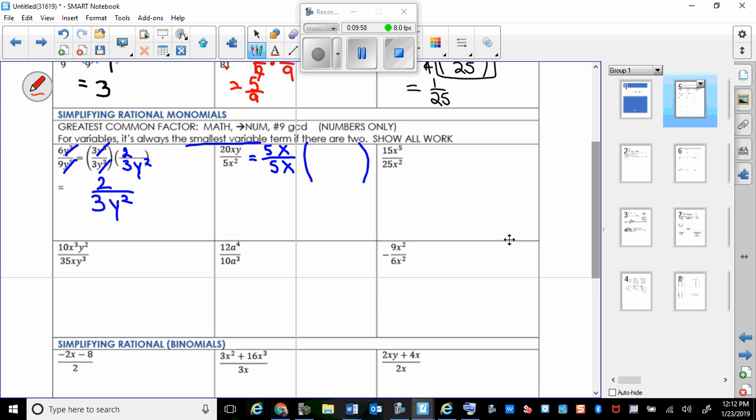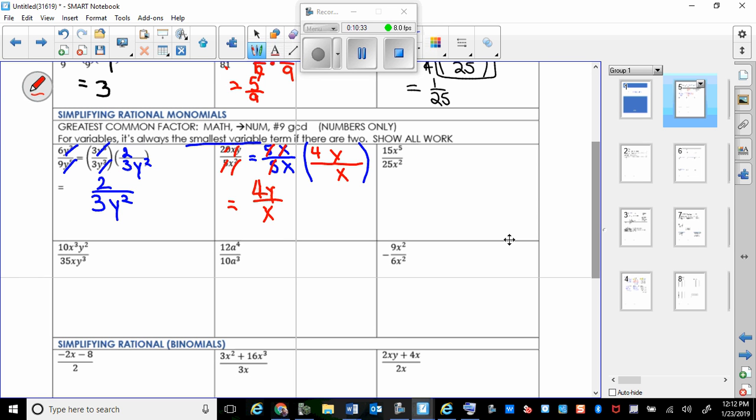So 20 divided by 5 is 4. So this is what goes on the numerator or the top. X divided by x just cancels each other out. And then y is what's left. All right. Now on the bottom, 5 divided by 5 is just 1. X squared divided by x is x. So your final answer here, when you simplify this, is 4y divided by x.